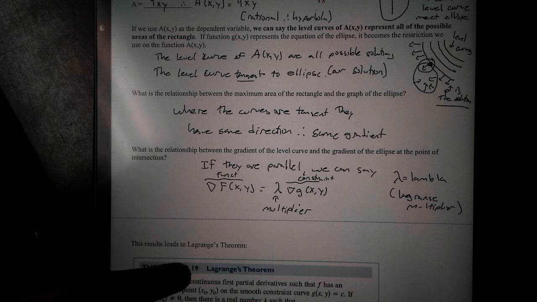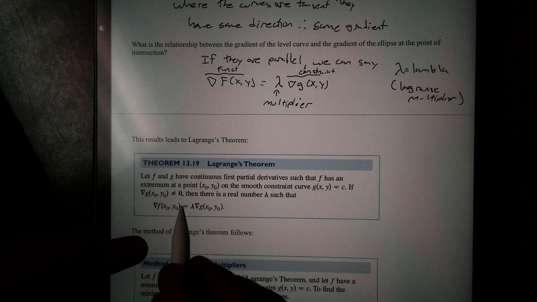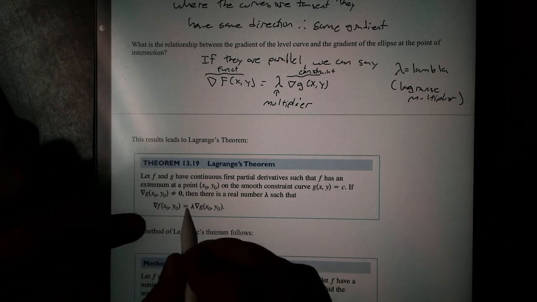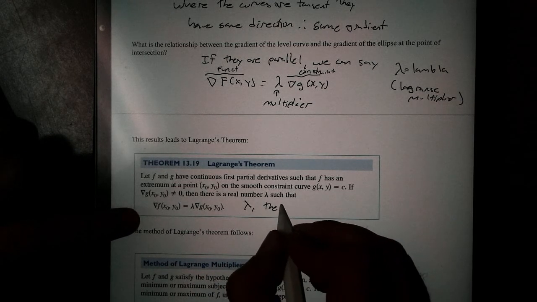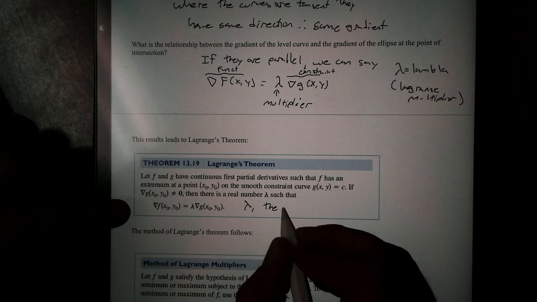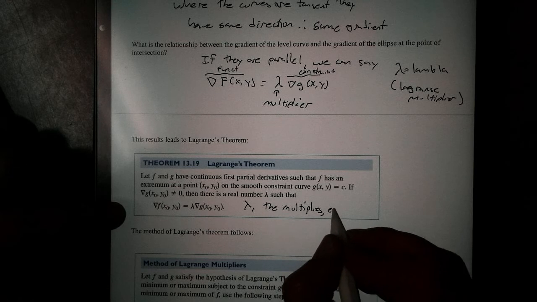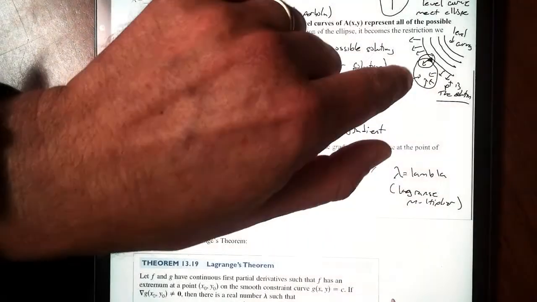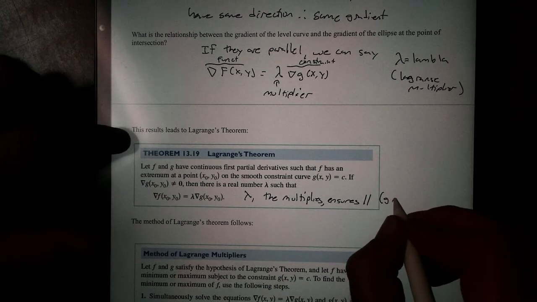So let's take a look at Lagrange's theorem, what it means, the results. All this says the same thing as up here, that we can solve for a maximum or minimum by using this formula right here, which we got up here. Lambda is the multiplier. This ensures that the two curves are parallel, that they head in the same direction, that their gradients head in the same direction. And that's what we're looking to find here.